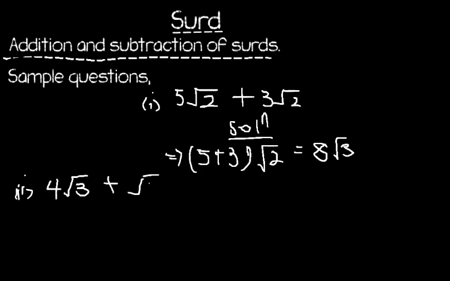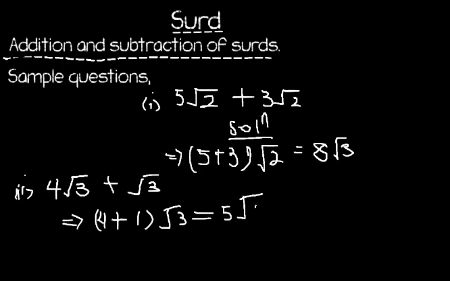So 4 root 3 plus root 3. You take the coefficients: the first one is 4, the second one is 1. So add them, getting 5 root 3.